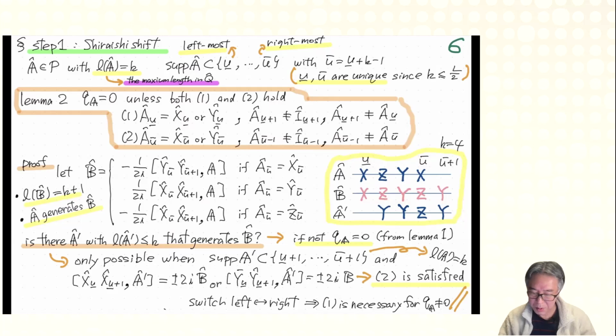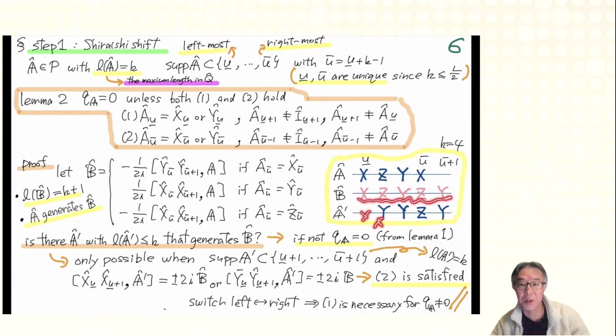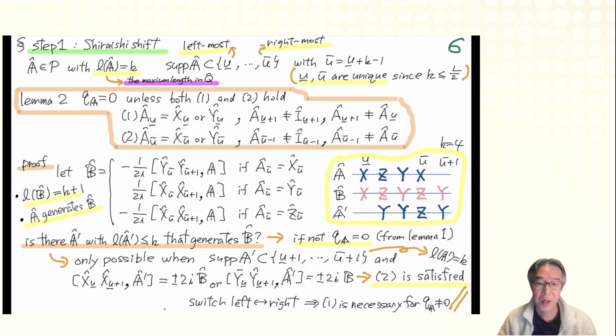So the only thing you can do is to add a new site on the left or right. But adding to the right is already done. This is A. And so the only thing you can consider is the A prime which lives on this support, which looks like this, and to get B by appending something to the left, like this, taking commutator with XX or YY. In this case, if you take commutator with XX, then you recover this B, and that is the only thing you can do, right? And so, if the answer is yes, the only possibility is that support of A is this, and of course the length is k, and it generates B like this.